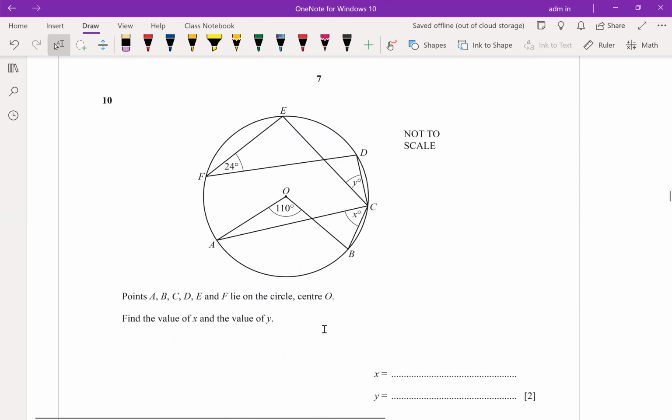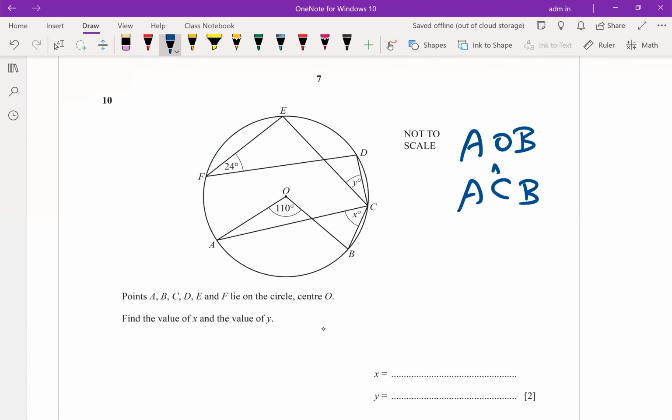Question number 10. Look at the angle 110. This angle is called what? Central angle. Its vertex is at the center of the circle. What is the relation between angle AOB and ACB, on the same arc, subtended by the same arc?